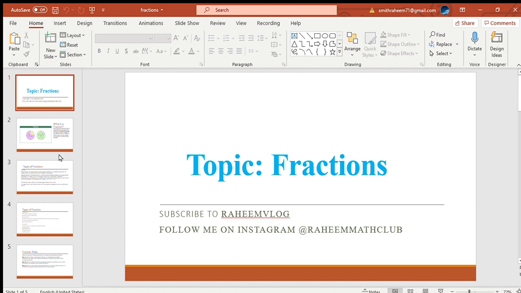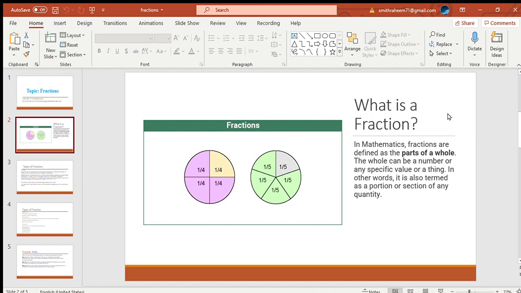So let's go into it. First thing we're going to talk about: what is a fraction? In mathematics, fractions are defined as parts of a whole. The whole can be a number or any specific value or a thing. In other words, it is also termed as a portion or a section of any quantity.